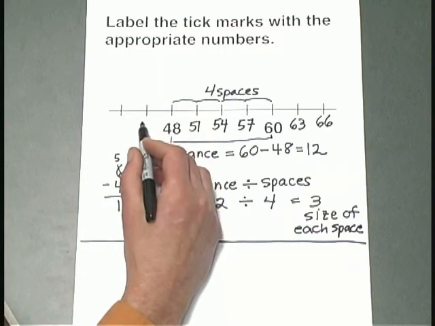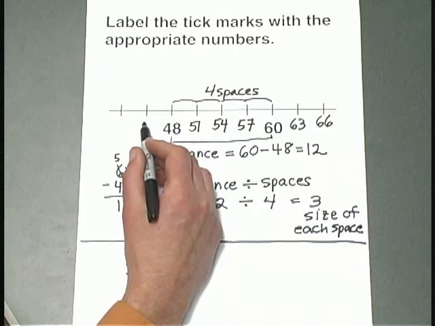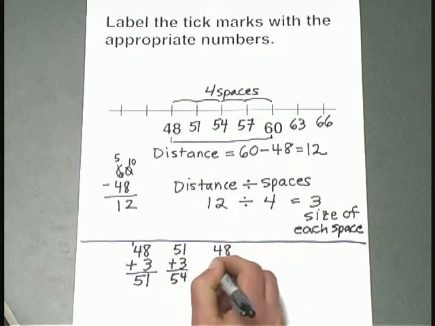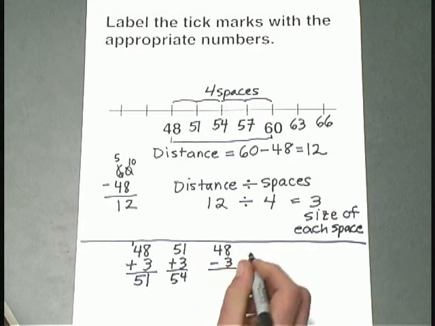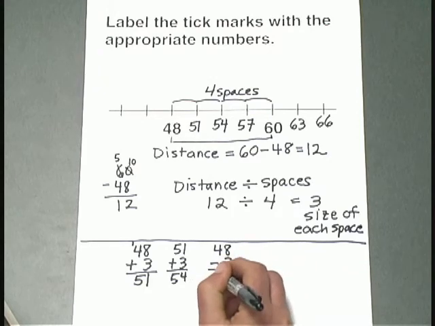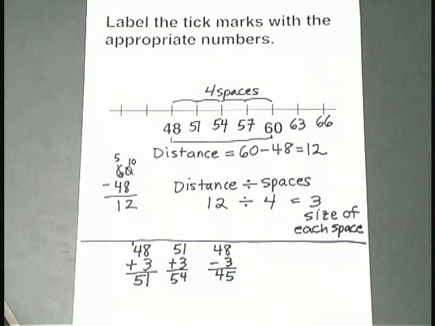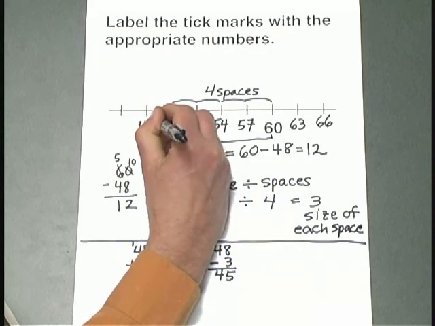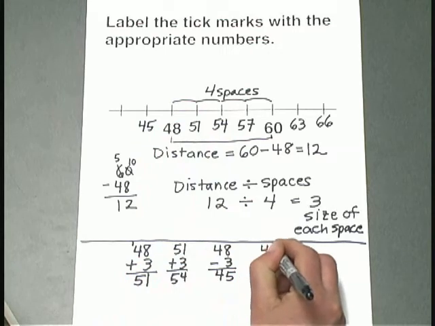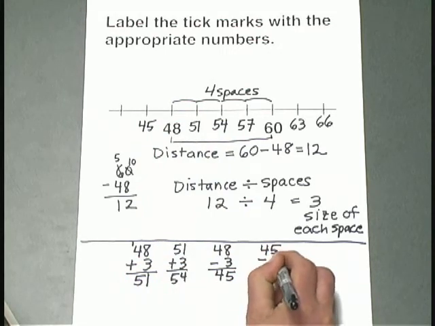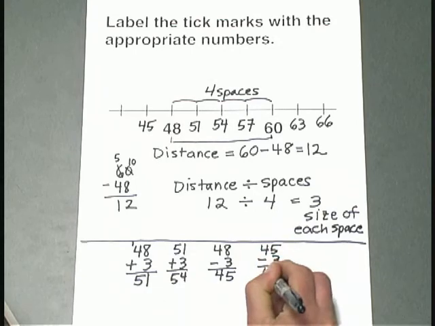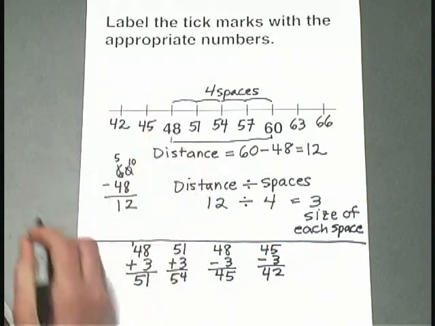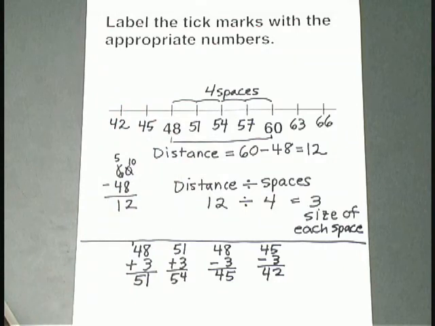If I want to move in front of the 48 to the left, I need to subtract 3. So I take 48 minus 3. 8 minus 3 is 5. 4 minus 0 is 4. I get 45. So in front of the 48 goes a 45. And if I take 45 minus 3, I get 42. 42 goes on the tick mark in front of the 45.